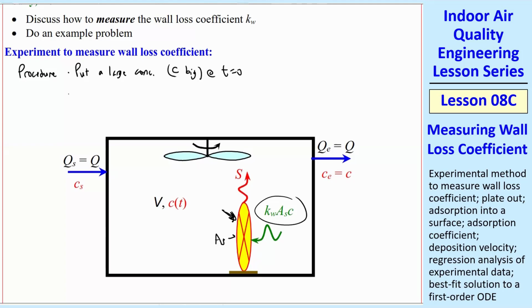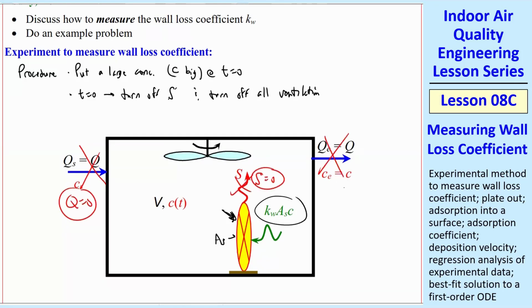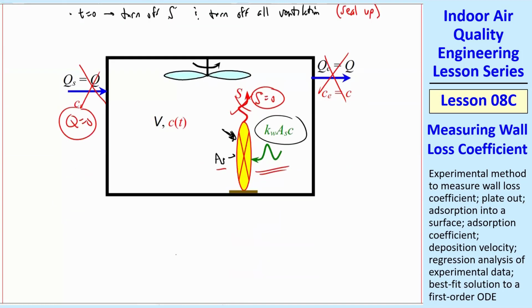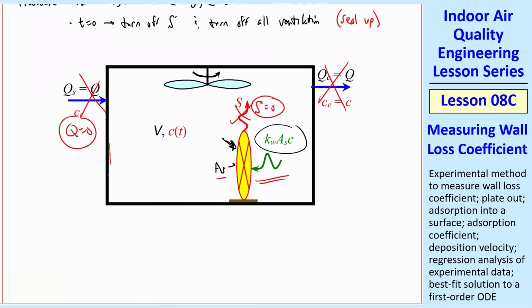And then at T equals 0, you turn off S and turn off all ventilation. So in other words, there's no Q, there's no S, there's nothing coming out. You basically seal up this room, or it can be a flux chamber actually, just a box. You seal it up. We'll still assume it's well mixed, so we have the fan there. And so all you have going on is this wall loss into the surface. We'll assume that there's negligible wall loss into the actual surfaces of the box itself or the room. So this is what we're measuring, this yellow object I have drawn here.